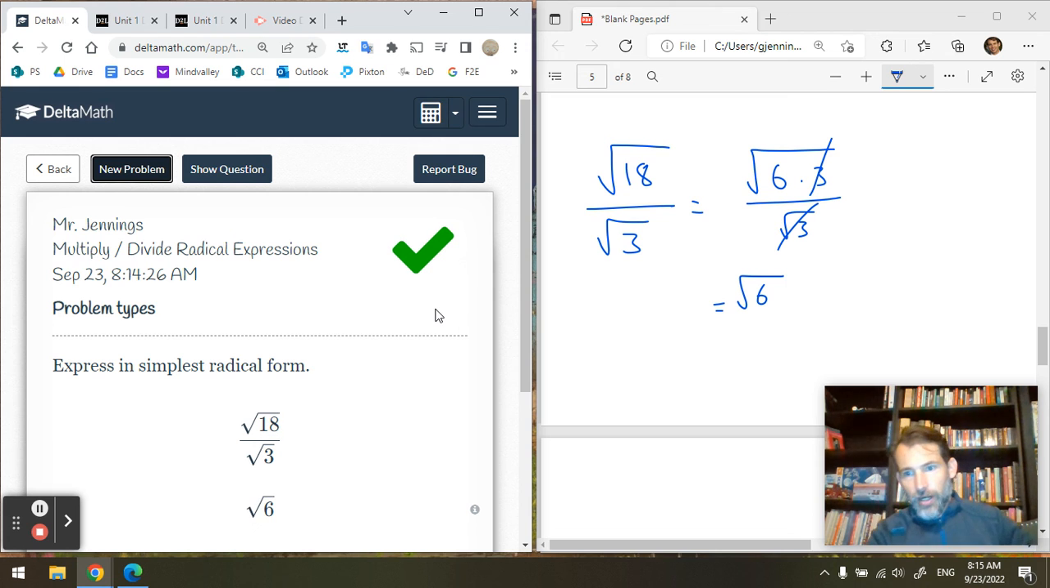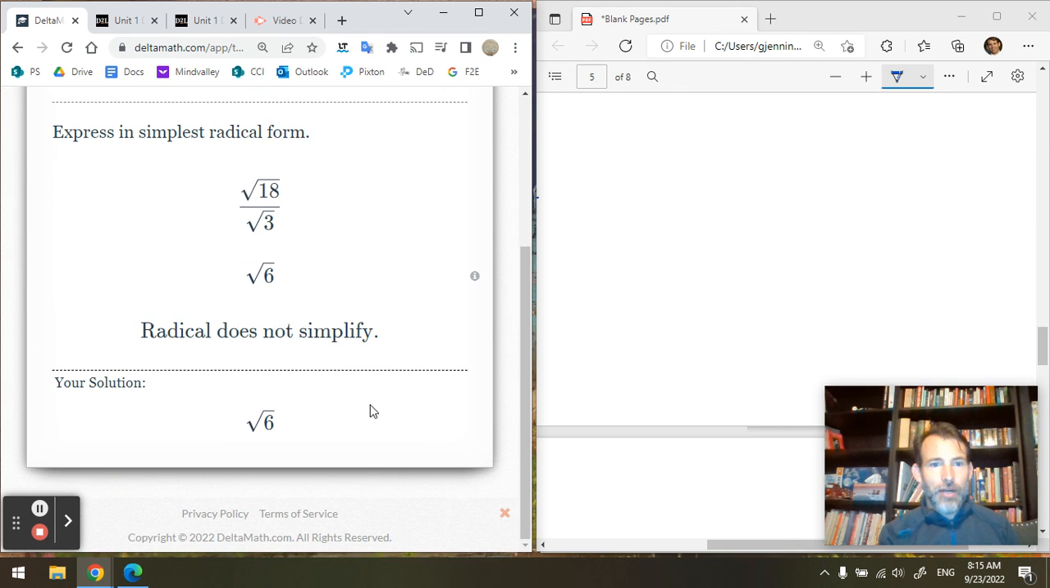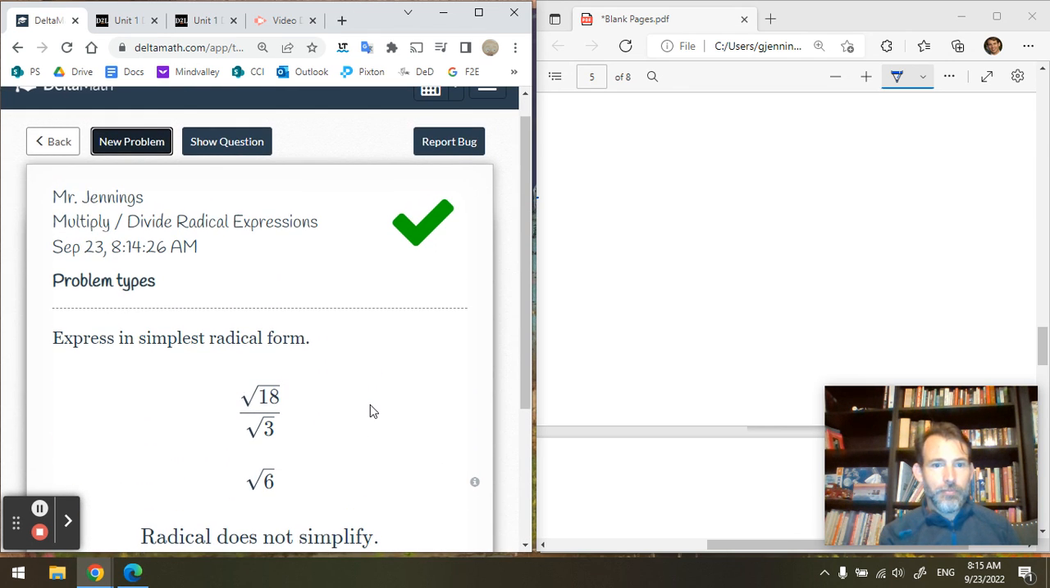Notice how useful fractions are, people? This is all just fraction skills. Even though that's not a rational number, I can still use my rational number skills to simplify it. So the radical does not simplify, so we are done.